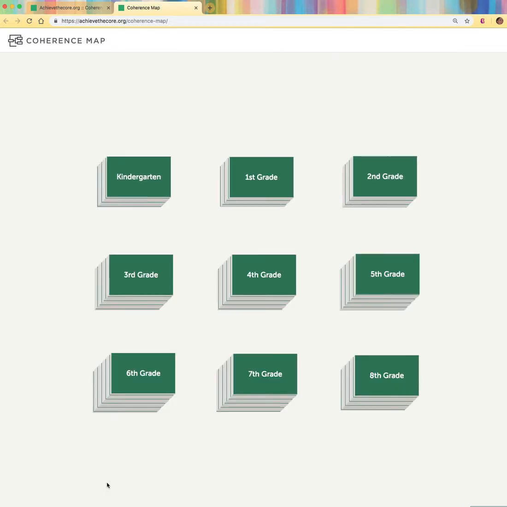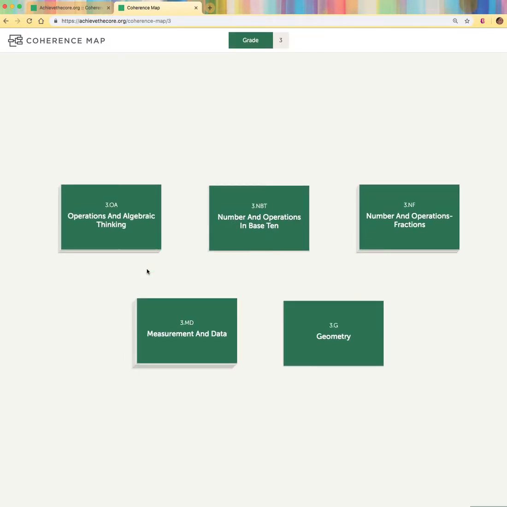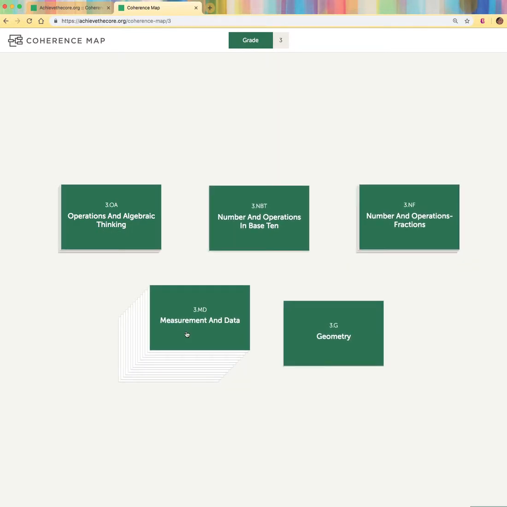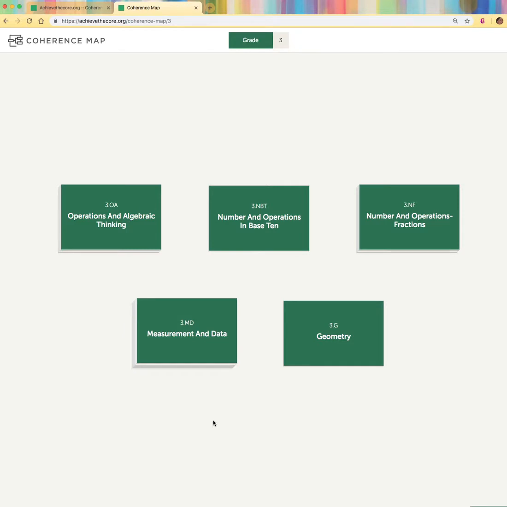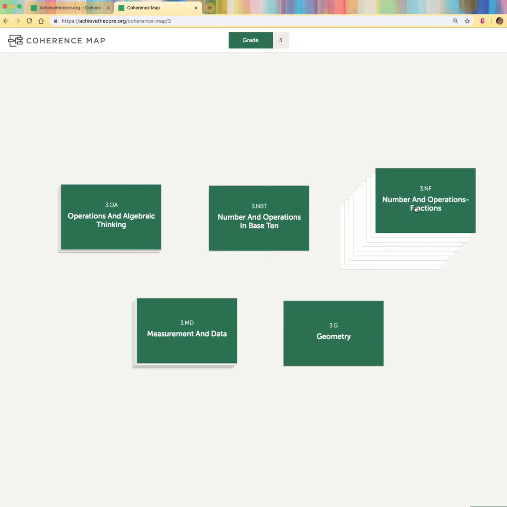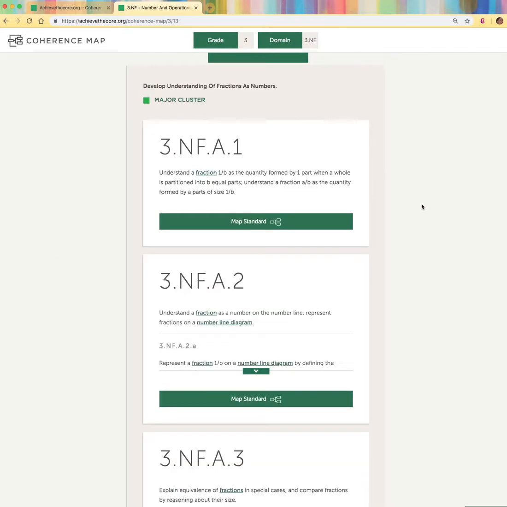Once you do that, you'll see the grade level for which there are coherence maps created. You're going to select your grade level. I'm going to go ahead and select grade 3 for this demonstration. Once I select grade 3, you'll see the 5 domains that are part of grade 3 mathematics will appear. You guys are getting ready to start module 6 in grade 3, and that is filled with number operations with fractions. So I think I'll select that domain for this demonstration, number and operations for fractions.